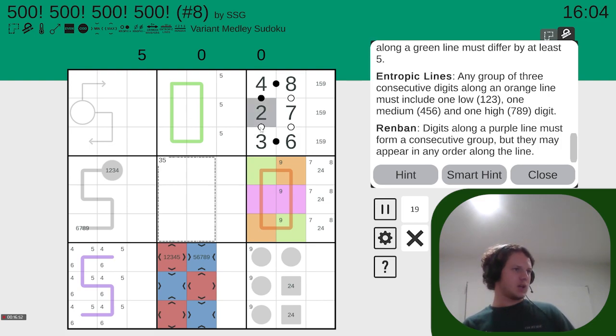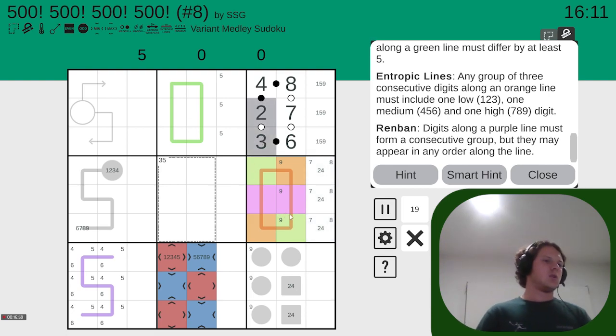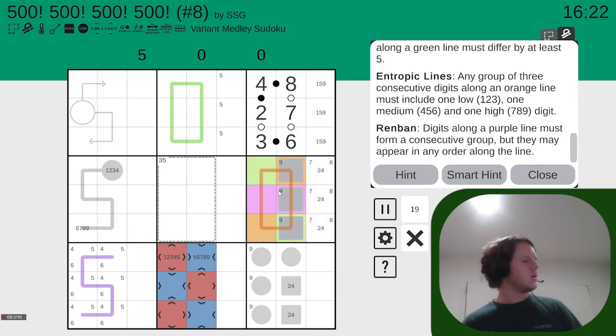Cool. I'm assuming I can use the same logic for the 2 and the 3. Actually, because the 2 is already over there, that makes sense. Which means... No, that doesn't tell us anything. Oh, but that tells us the 3 is not over here. Does that mean the 3 is here?